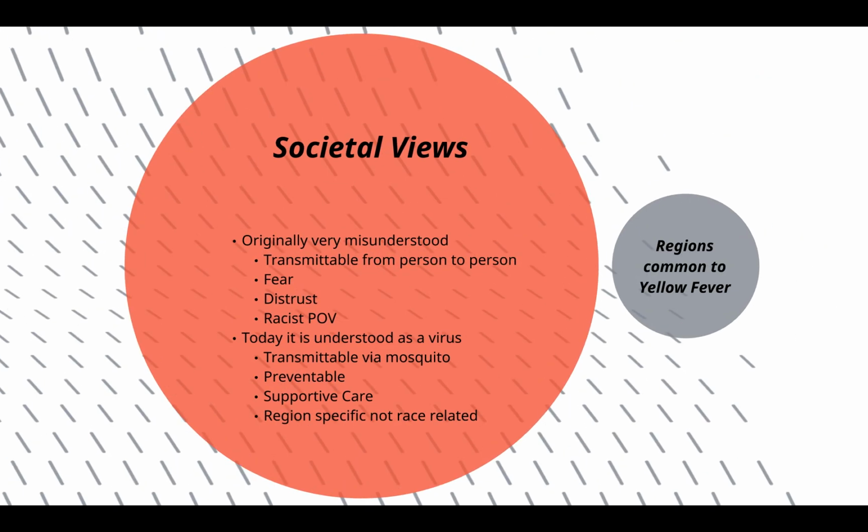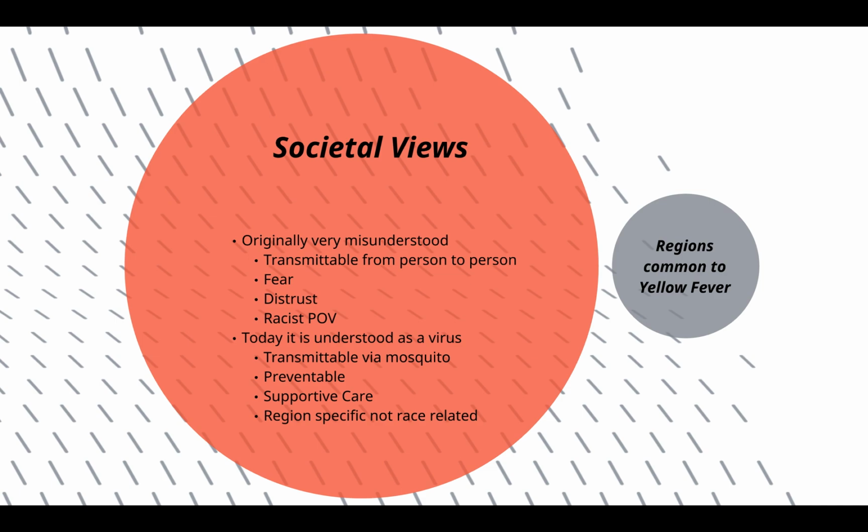In addition, when looking at how views have changed in society between 1793 and now, it was originally very misunderstood. They thought it was transmittable from person to person. There was a lot of fear, distrust, of course, with parents abandoning their children. And there was actually a racist point of view at the time where a lot of white physicians, including Rush, believed that African Americans were immune. And of course, we know that this is not true.